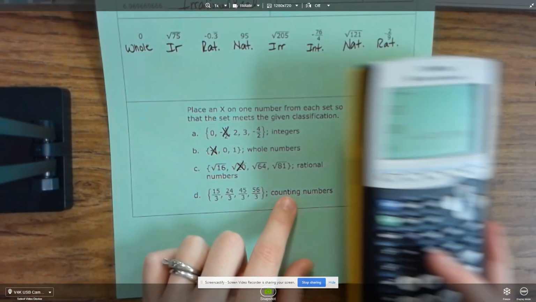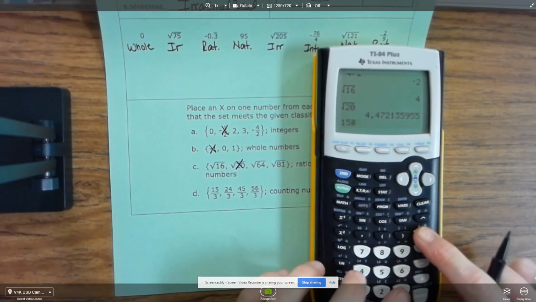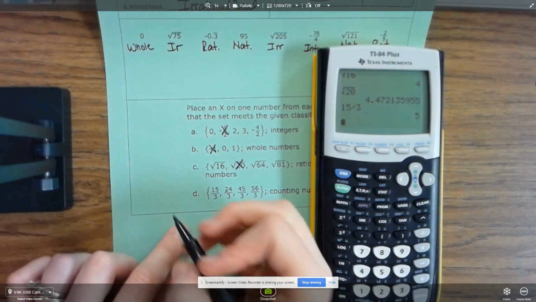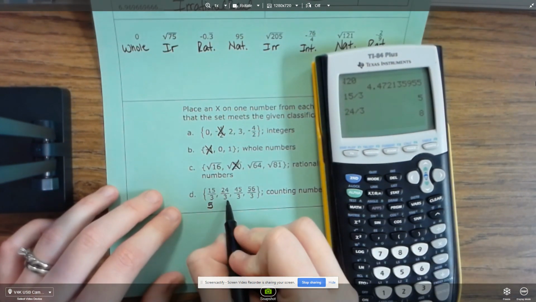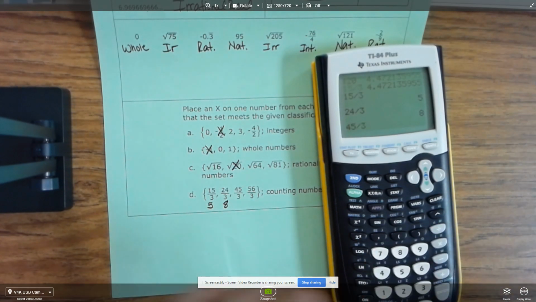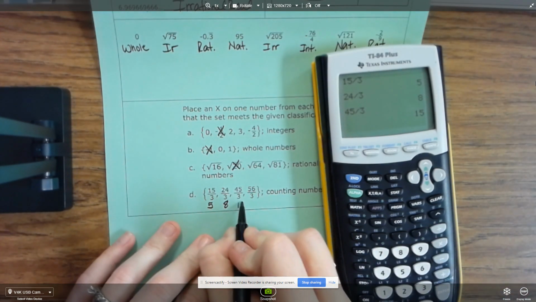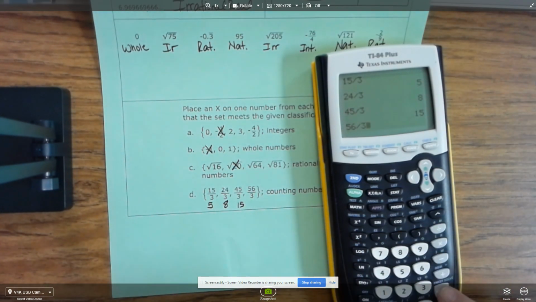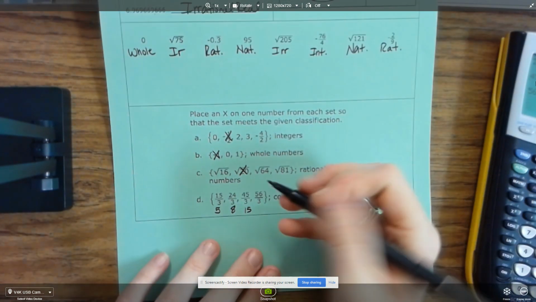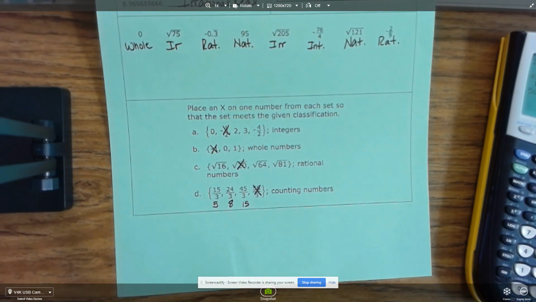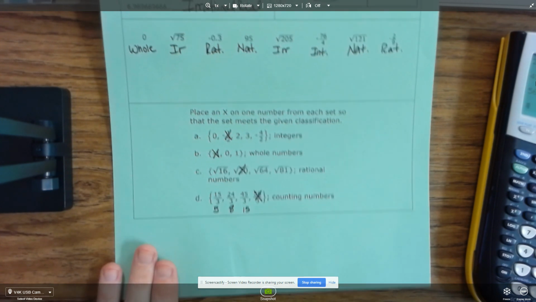And then counting numbers are the same things as your natural numbers. And so you can simplify these down. So 15/3 is 5. 24/3 is 8. 45/3 is 15. And 56/3 is a decimal. It's a repeating decimal, but if it's a decimal, it can't be a counting number. So that's it for this video.